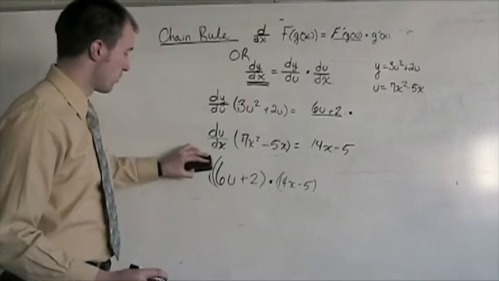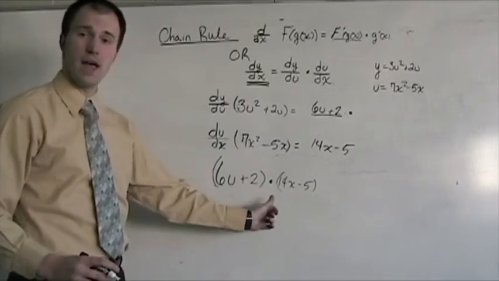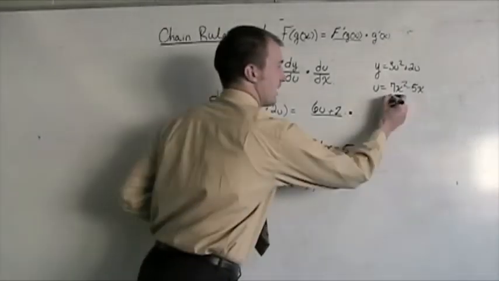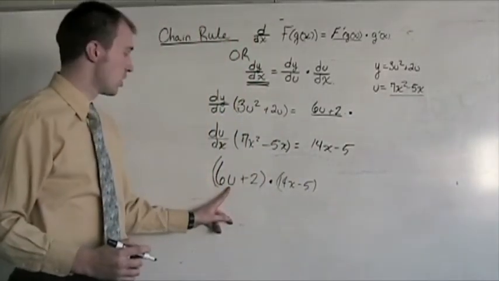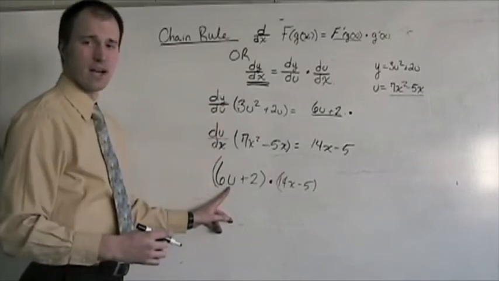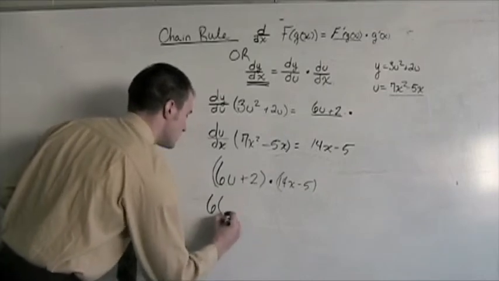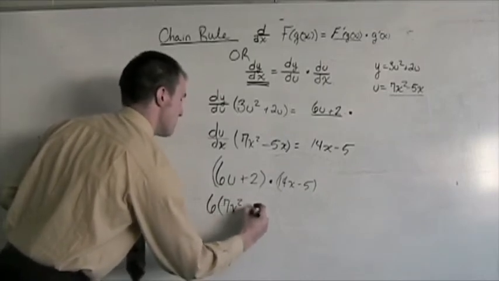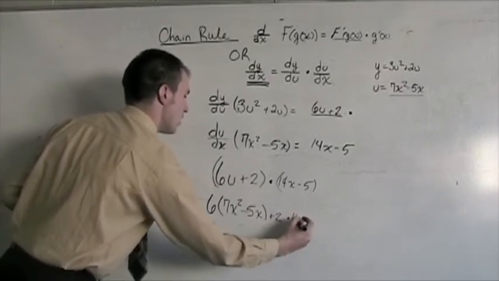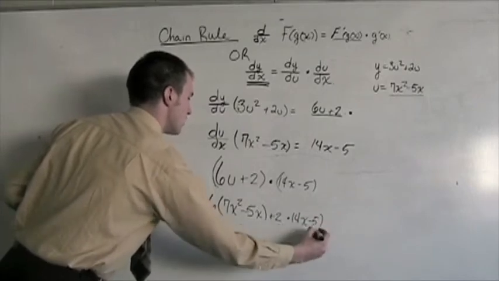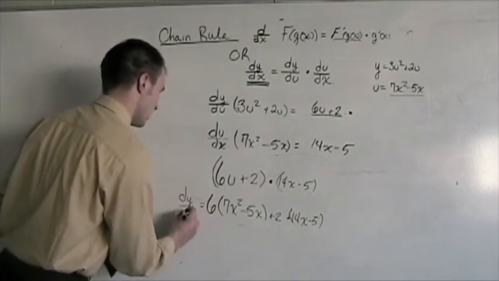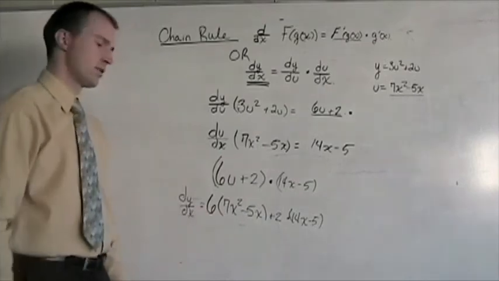You might notice right here that we have two different variables. We have both the variable u and the variable x. But what we can do is simplify this because we know variable u is 7x squared minus 5x. So we're going to perform a substitution. Everywhere we see u, we're going to put in that 7x squared minus 5x. So this is really 6 times 7x squared minus 5x plus 2 times 14x minus 5. This is my derivative of the function y with respect to x.